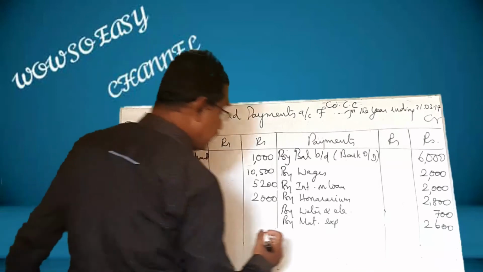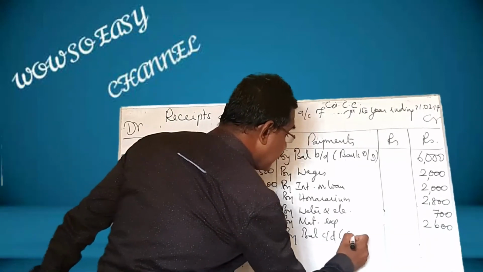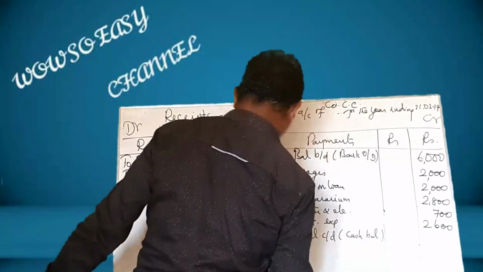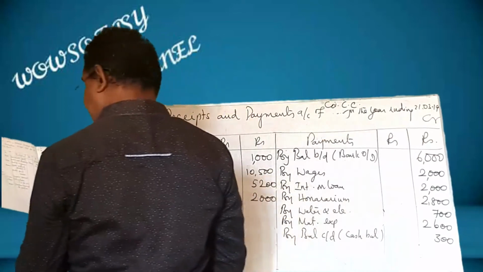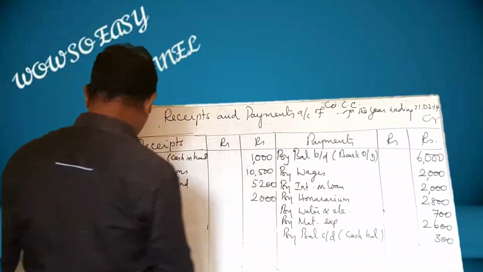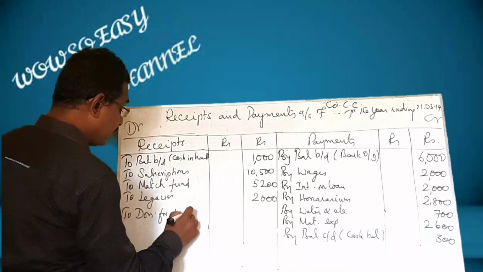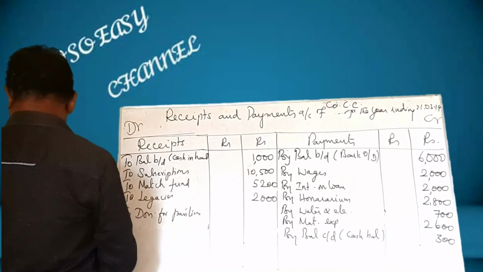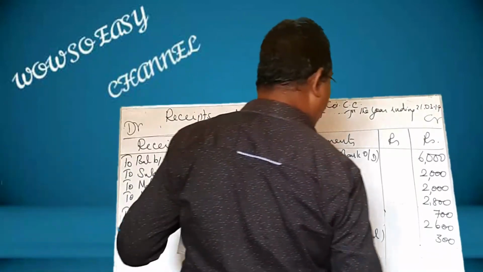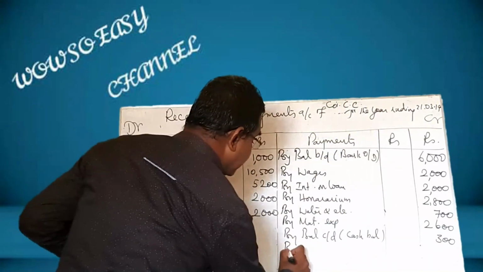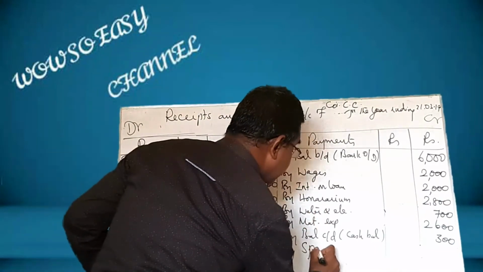Cash balance by balance carried down. Cash balance. What is that amount? 300. Next one, donation received for pavilion to donation for pavilion. What is that amount? 2,000. And we have left that sports materials by sports materials 1,900.